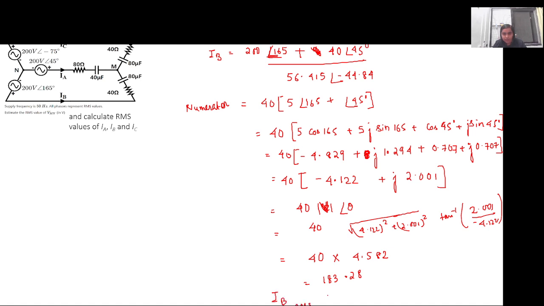So the RMS value of the branch B current is 183.28 by 56.415. This comes out to be 3.249 ampere. So this is the RMS value of IB. Similarly, you can calculate IC. It is exactly the same. Only thing is you have to simplify the numerator. The denominator will be same because ZB is equal to ZC. Please calculate ZC and let me know if you get the answer.